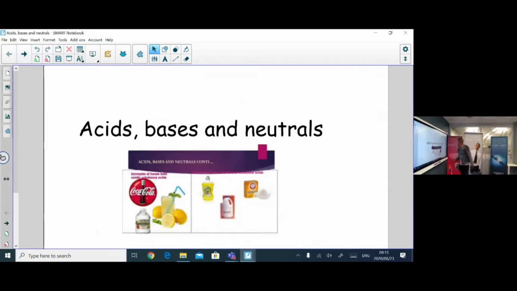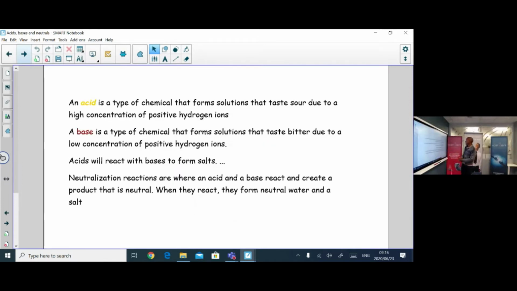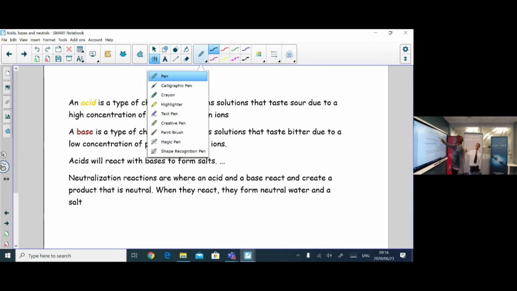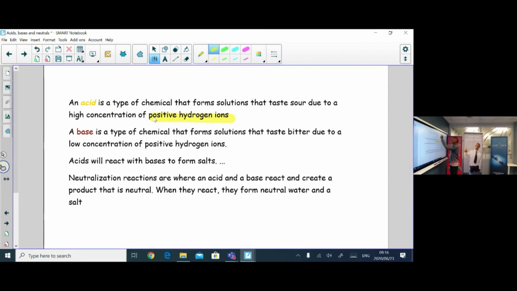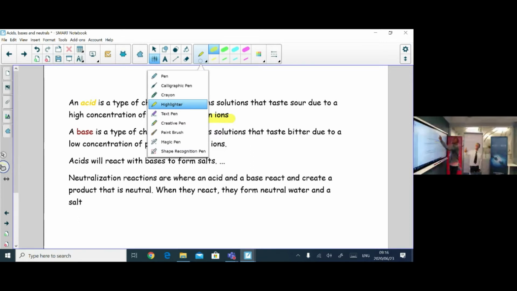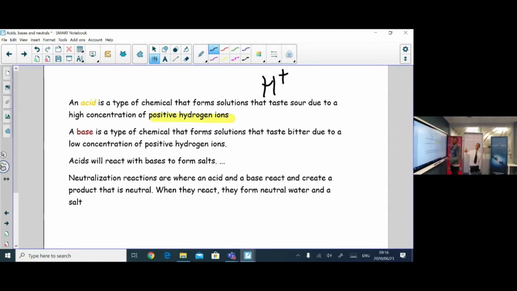So last time we were looking at acids and bases. We defined what an acid is, a base is. We said an acid is a chemical that when in solution, it will taste sour and it will be high in what? Hydrogen ion, positive hydrogen ions. We call that H+. With acids, it will be high. With bases, it will be low.